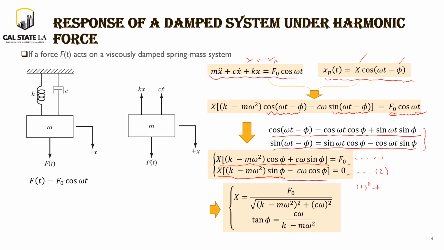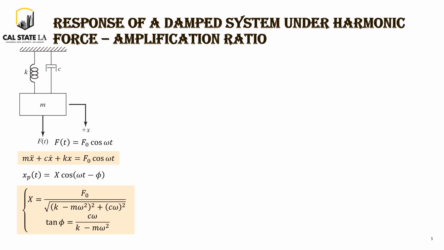Squaring the first equation and the second equation and adding them will give us the formula of x. From the second equation alone, x times something is equal to 0, and we know that x is not equal to 0, so that gives us the equation (k minus m omega squared) times sine phi minus c omega times cosine phi is equal to 0. So this tells us that tangent phi is equal to c omega over k minus m omega squared. So from the equation of motion, we already get this conclusion, right?